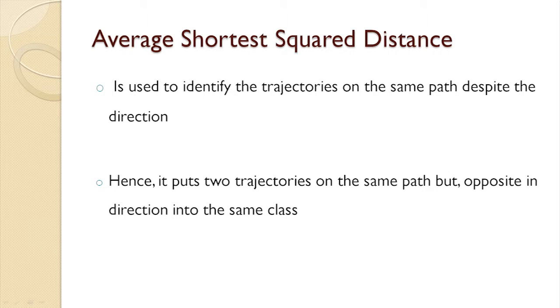The ASSD method introduced by us can be used to identify the trajectories on the same path despite the direction. Hence, it puts two trajectories on the same path but opposite in direction into the same class.